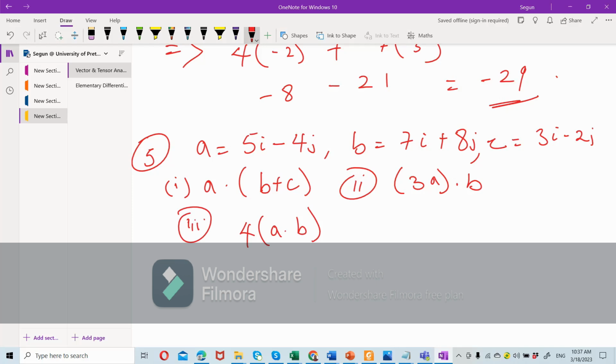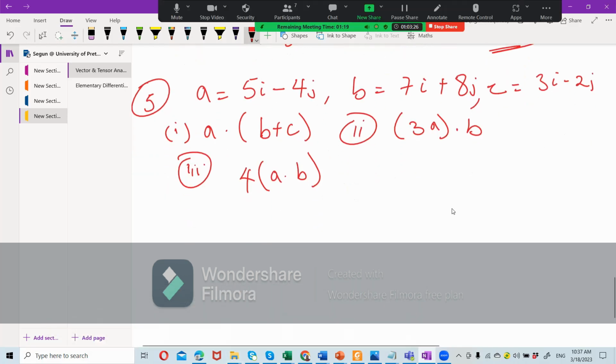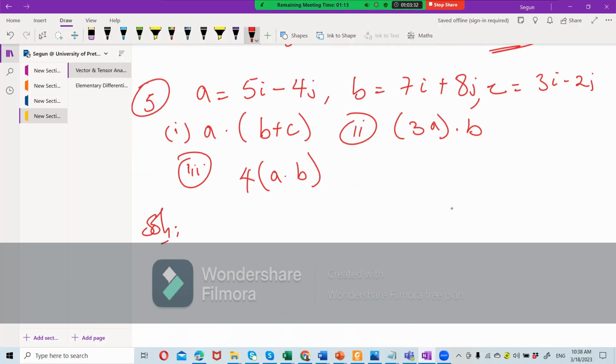So for us to solve this, how do we solve? Make sure you write, please. Don't just sit down and be watching the screen. That is why you are there. Now we can solve this problem.